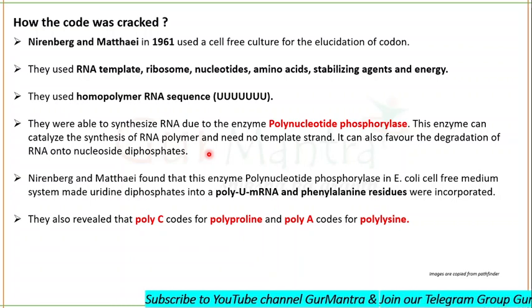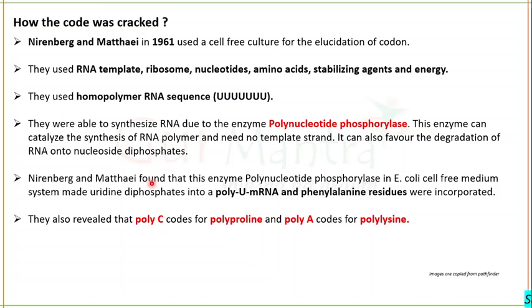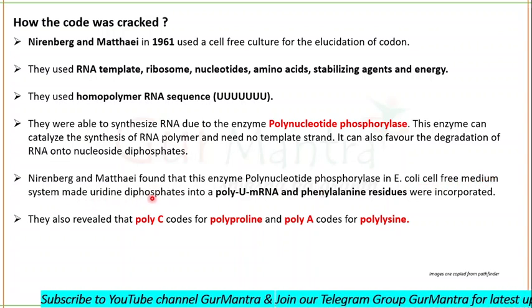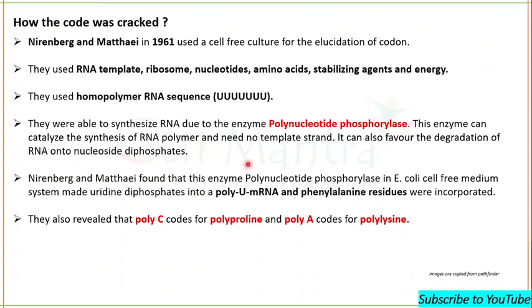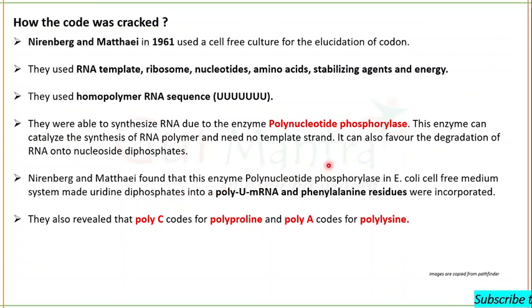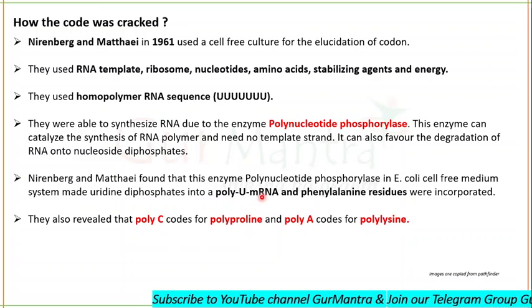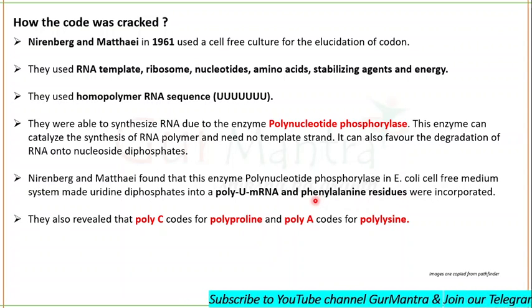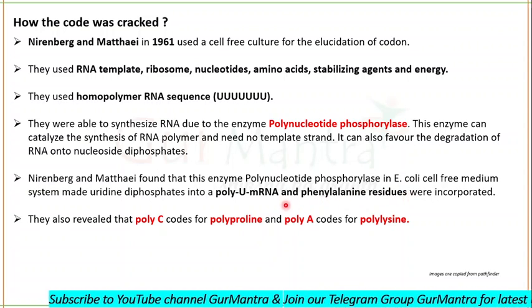But we do need some nucleoside diphosphates. Fine. Nirenberg and Matthaei found this enzyme polynucleotide phosphorylase in an E. coli cell-free medium system. If this enzyme is provided with uridine diphosphate, then it converts it into a poly-U mRNA, which encodes phenylalanine residues. Okay, we will get phenylalanine residues from such kind of mRNA.